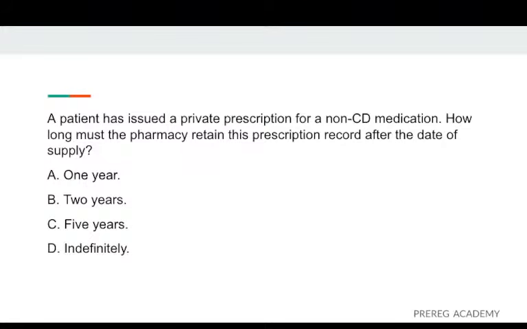How long should RP records be kept for? 5 years. Well done. So RP records should be kept for 5 years. Private prescription records should, however, be kept for 2 years. CD registers, CD records should be kept for 2 years as well.